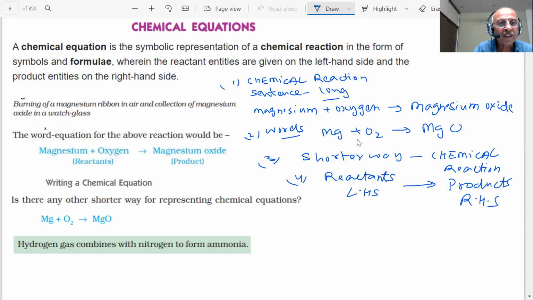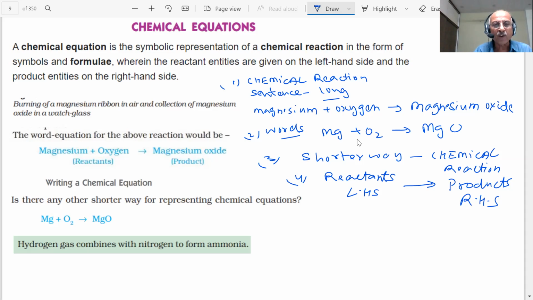For example, the word equation for the above reaction is magnesium plus oxygen gives magnesium oxide, students. These are the reactants. Magnesium is the reactant, oxygen is the reactant. We are writing them on the left hand side. Magnesium oxide is the product, which I am writing on the right hand side. And I am representing now the formulas: magnesium is Mg, oxygen is O2 and MgO.